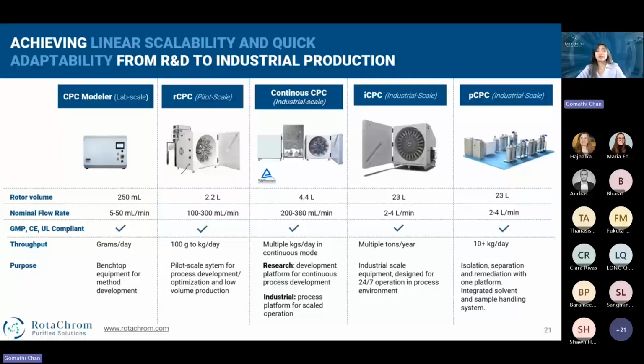So we have different models: the CPC modeler, 250 mL, RCPC, pilot scale, and continuous. With continuous, you use the ascending mode and descending mode in one run. So you have 2 CPCs joined together by a controlling system. And it can be done with lab scale, pilot scale, and also industrial scale. So you have the ICPC, 23 liter, and PCPC. This is a full-on production scale with a full set of skids.